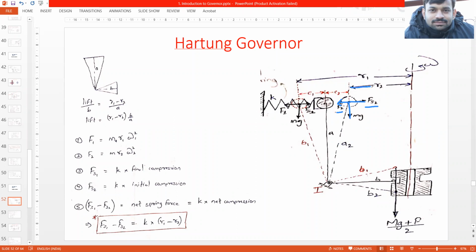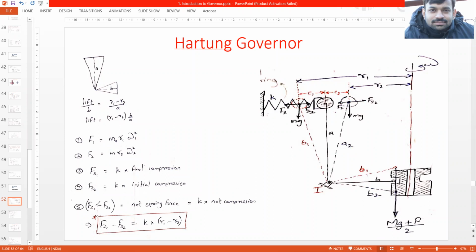The radius of rotation is r2, the vertical distance is a2, and this horizontal distance would be b2. Again, the centrifugal force which would be acting would be m r2 omega 2 square, and spring force would be k into initial compression. And this mg force plus friction force divided by 2 would be acting over here, because we are taking one half of the diagram for analysis.